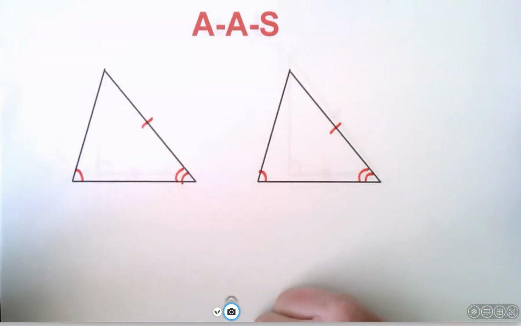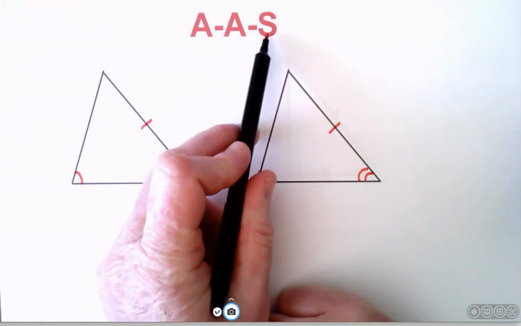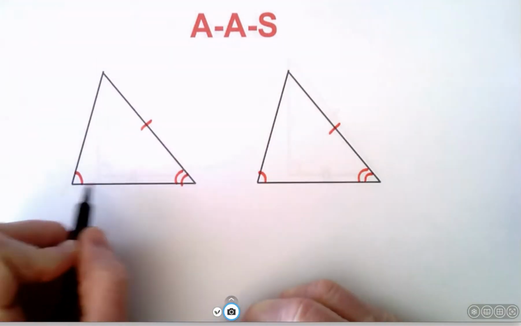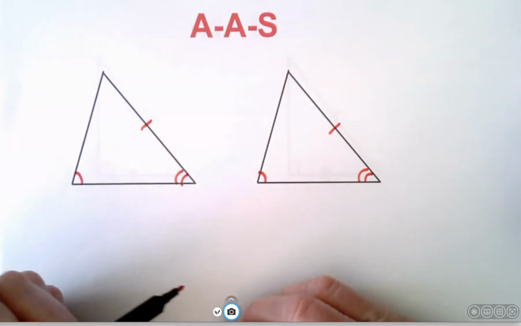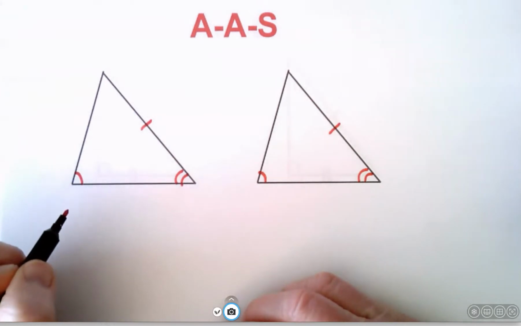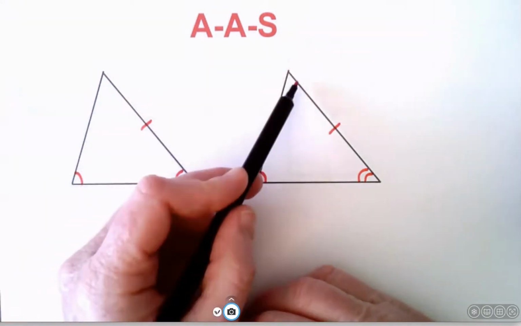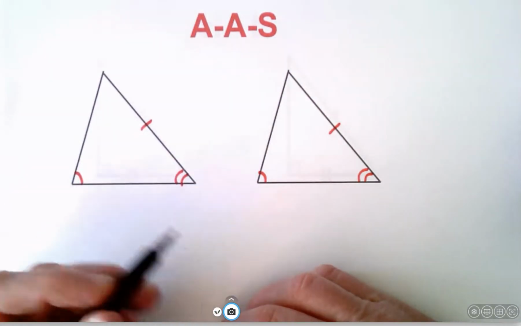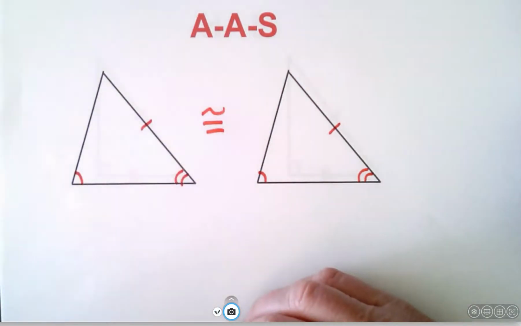Angle, angle, side. We have two angles next to each other, and then the side that is not in between them. Okay, so we have these two angles, and we have the side not in between them. If we have those, we also know these are congruent. We also know the angle measurement of this angle as well, right? Because we know that all the angles add up to 180. So these are congruent.